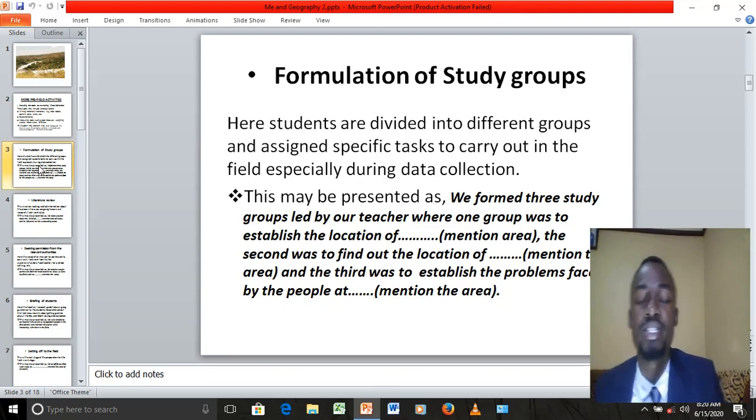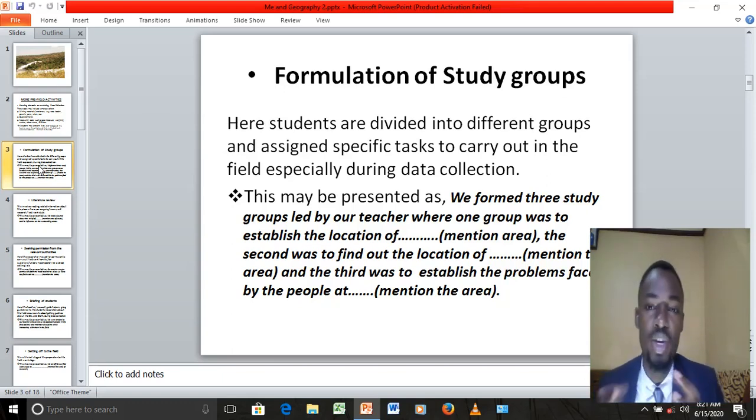So from determining the tools, in preparation for the field we can now form study groups. There's an activity of formulation of study groups, and this one is normally guided by the teacher in class or in an environment where you are. He or she groups you into sections that will help to reach out to all other aspects in the field.